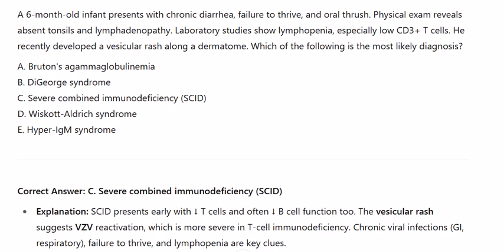A. Bruton's agammaglobulinemia. B. DiGeorge syndrome. C. Severe combined immunodeficiency. D. Wiskott-Aldrich syndrome. E. Hyper-IgM syndrome. Correct answer: C. Severe combined immunodeficiency.